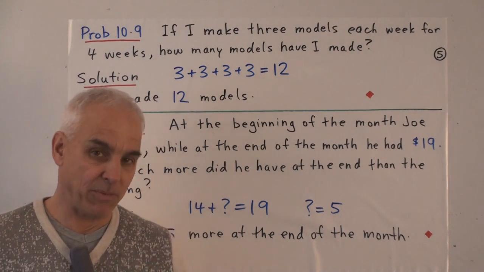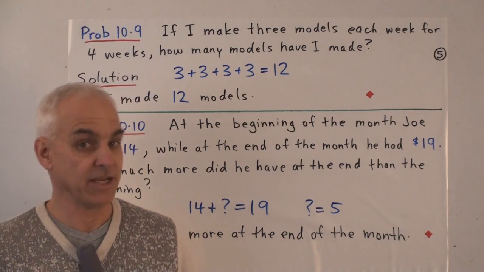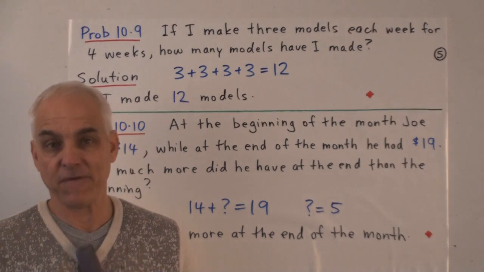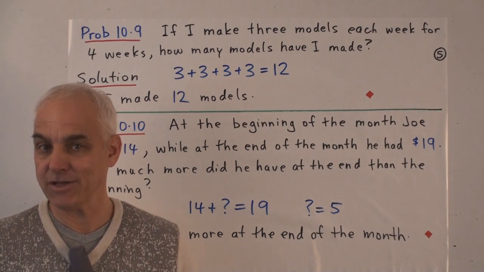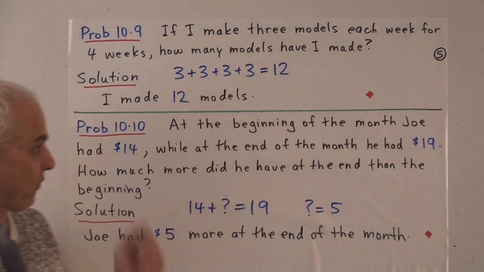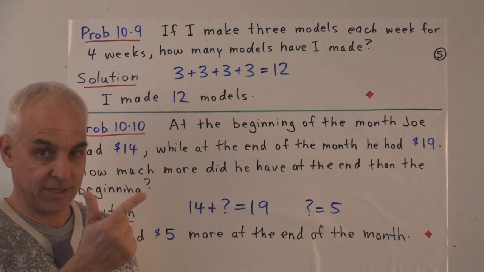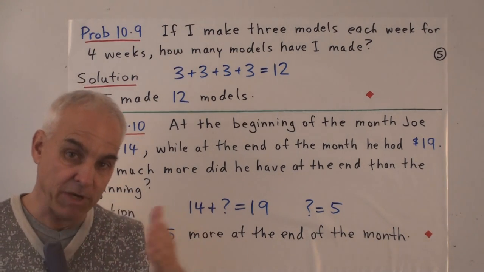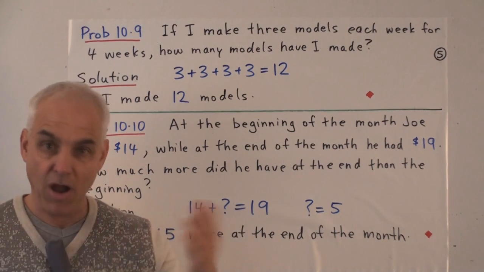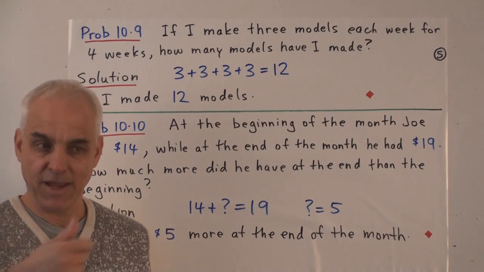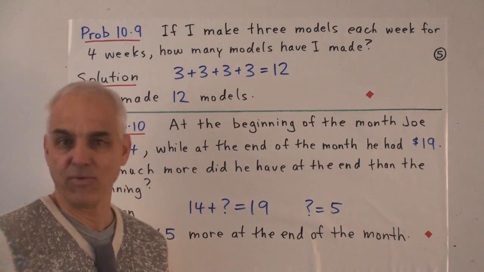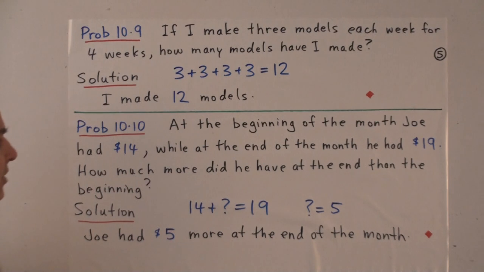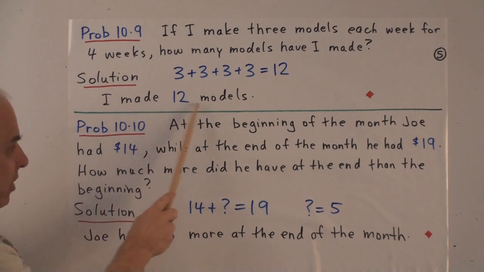And I remind you that the multiples of 3 go 3, 6, 9, 12, 15, 18, and so on. So the first 4: 3, 6, 9, 12. So it's nice to have some experience with the multiples, to have gone through those beforehand, so it doesn't take you too long to go up that ladder. 3, 6, 9, 12. There are 12 altogether, so the answer: I made 12 models.